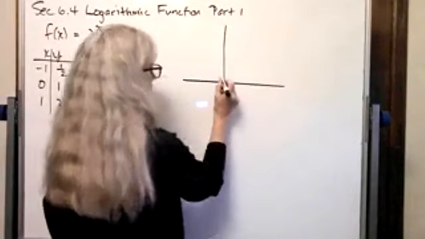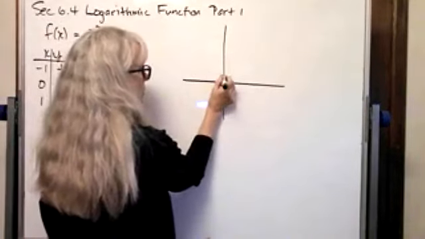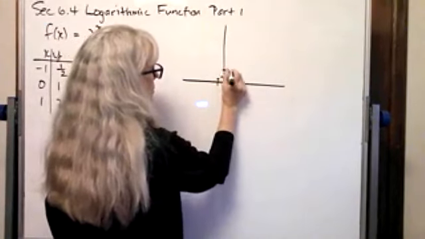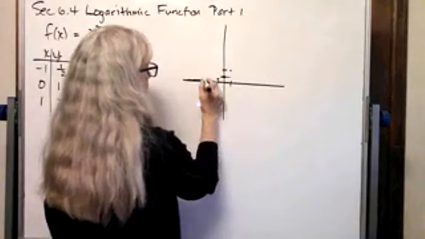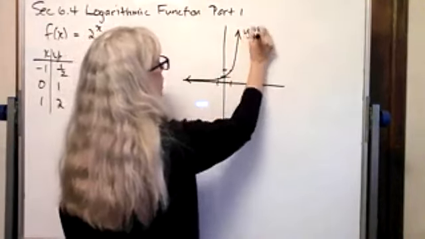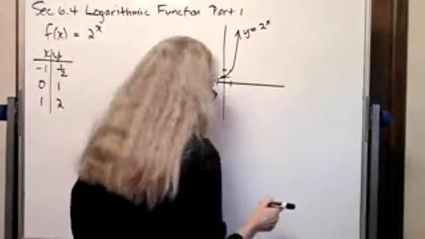It should be a very familiar graph at this point in time. So (0, 1), (-1, 1/2), and (1, 2). The graph comes in and looks like this. So this is the graph of y equals 2 to the x.